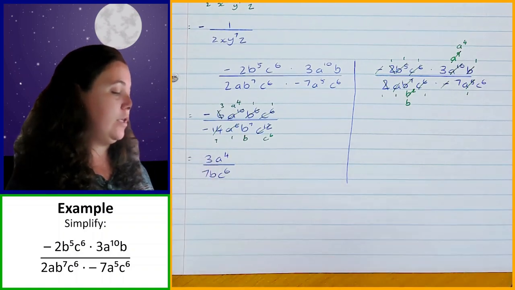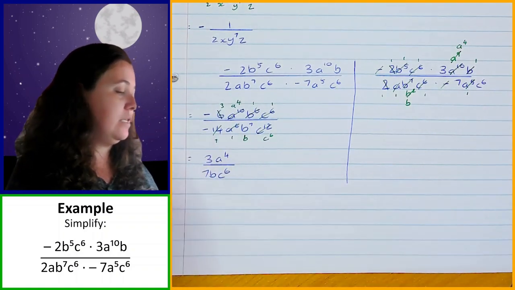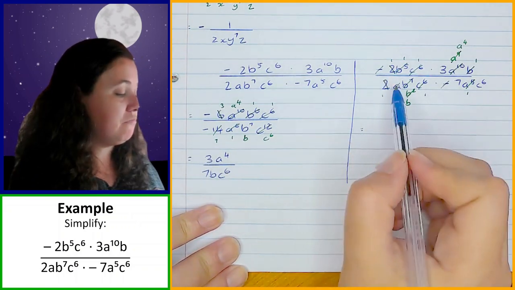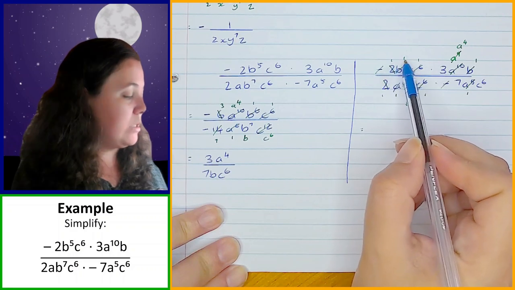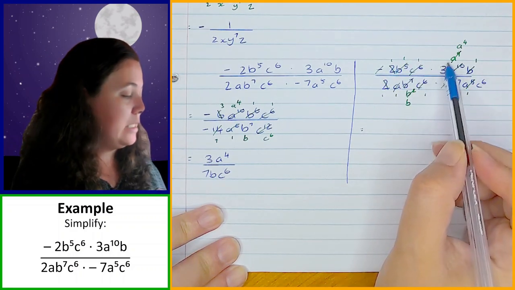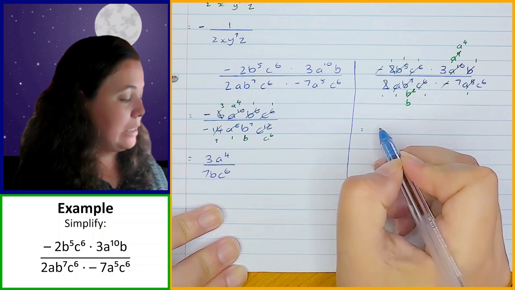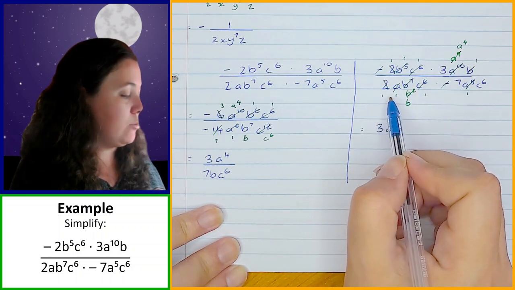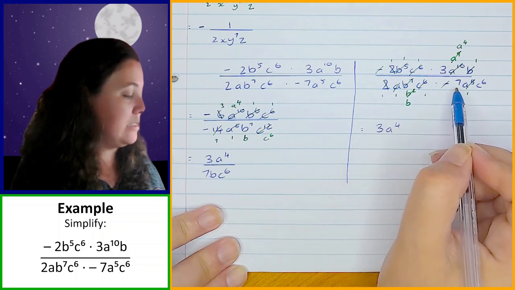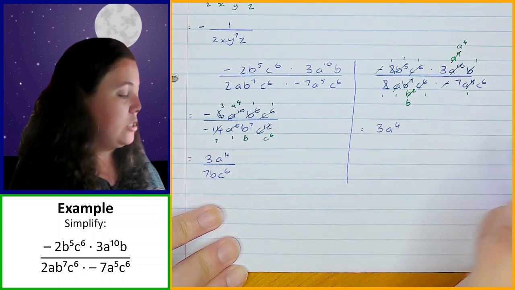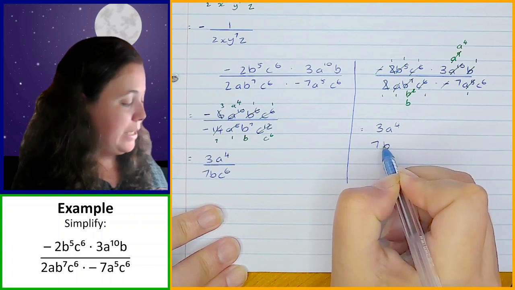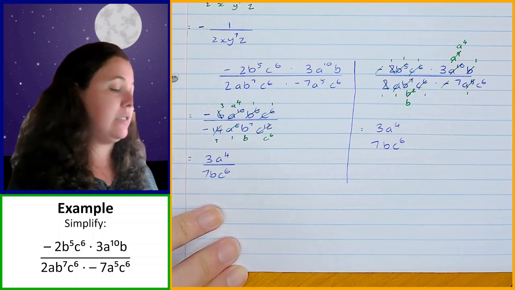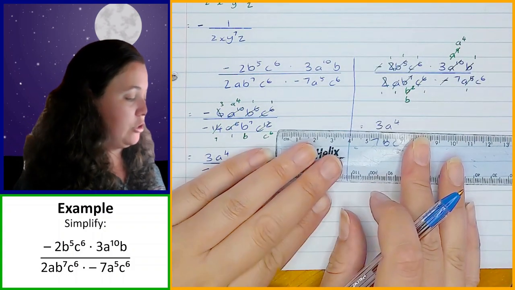So now what I'm left with, when I simplify all of this, my negatives cancelled, and I've got 1 times 1 times 1 times 3 times a to the power of 4 times 1. So that all gave me 3a to the power of 4. And in my denominator, I've got 1 times 1 times b times 1 times 7 times c to the power of 6. So I've got 7bc to the power of 6. Remember, we do our coefficient first, then we do our variables in alphabetical order. And that's what we should get for that question.